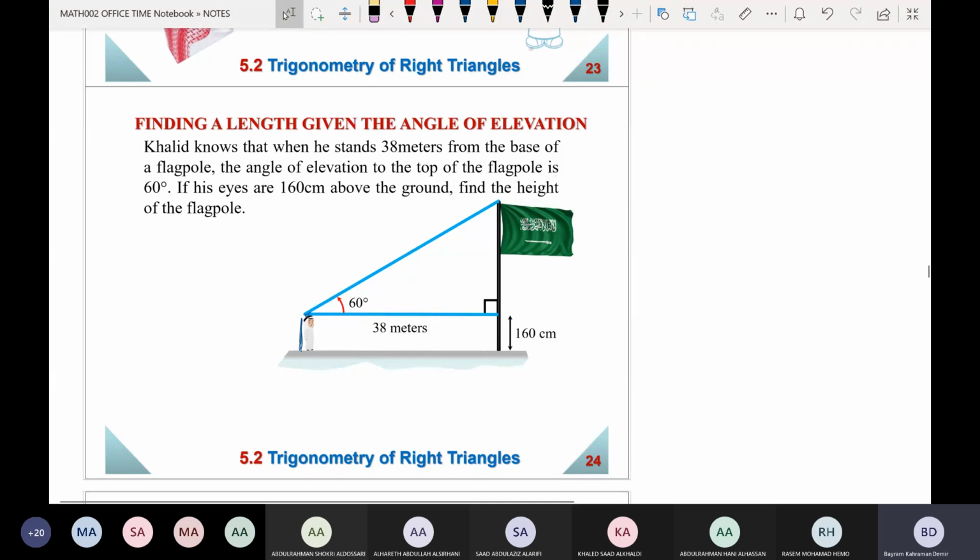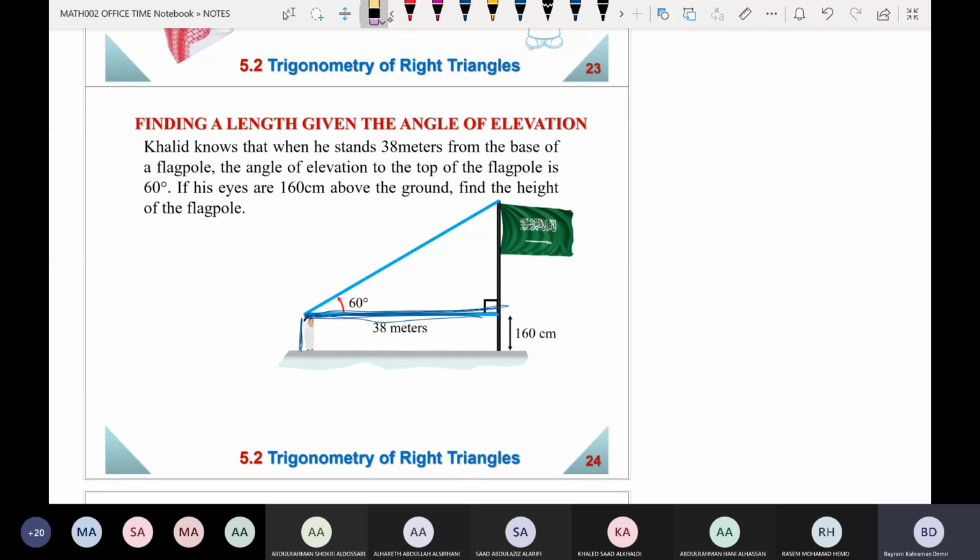That means Khalid is here, and this is his level. You know, this is his level, Shabab, and he's looking up here. You understand? He is looking up. So he's making an angle between the horizontal line and the top of the flagpole, which is the 60 degrees. That is called the angle of elevation. So he's looking up to the top of the flagpole. You understand now? The angle of elevation, Shabab.